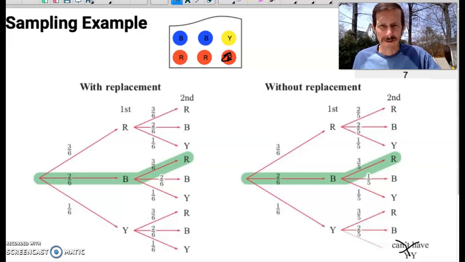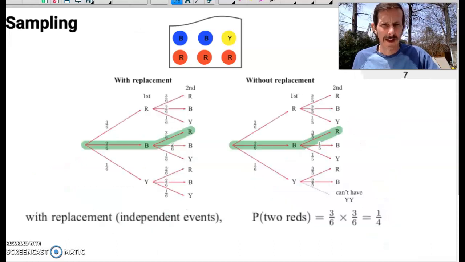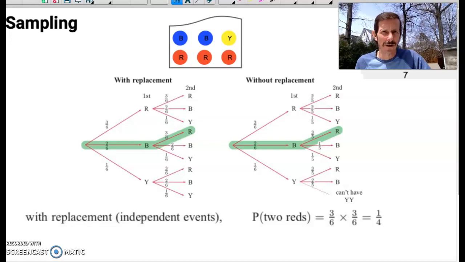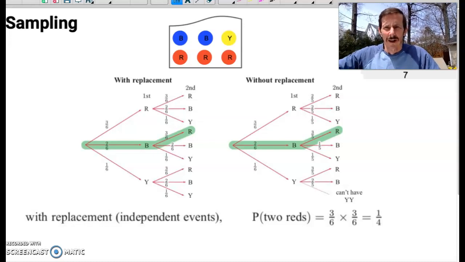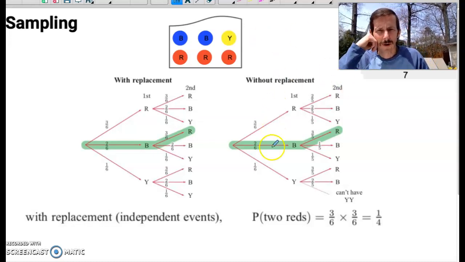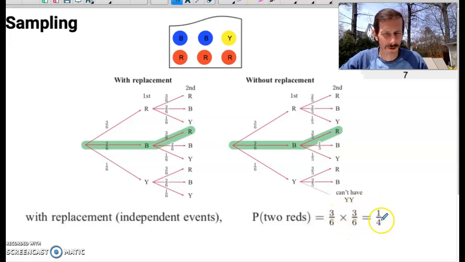All right, going back to the sampling example, we talked about with replacement and without replacement. Now we're going to talk about how we would calculate those probabilities. These are just repeats of those same two diagrams. If I was interested in finding the probability of getting 2 red marbles in a row with replacement, I would take 3/6 times 3/6, because it would be a red and a red. I would multiply those, and I would get 9 over 36, which reduces to 1/4.